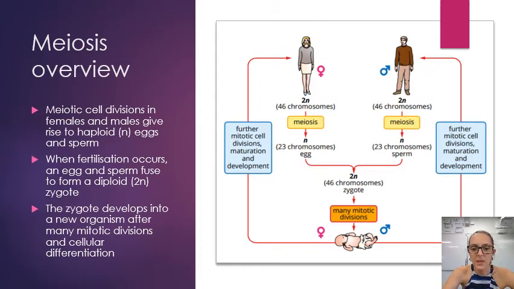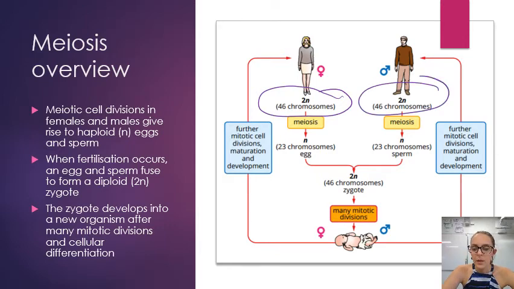We have a woman here who has 46 chromosomes in her body cells, 2N or diploid, and same with the male. In the gonads, so the ovary and the testes, we have meiosis taking place, and we'll talk about how this is different for males and females in the next PowerPoint.